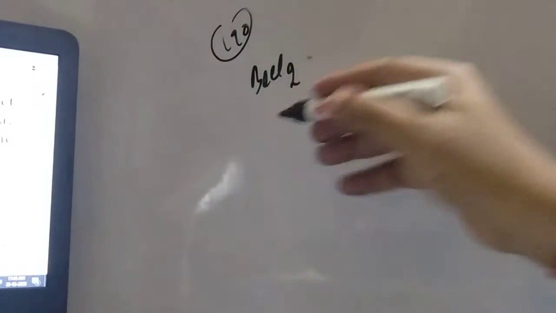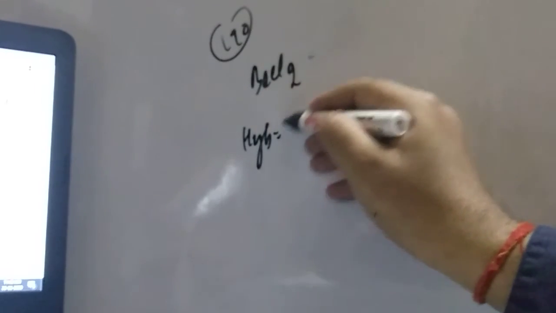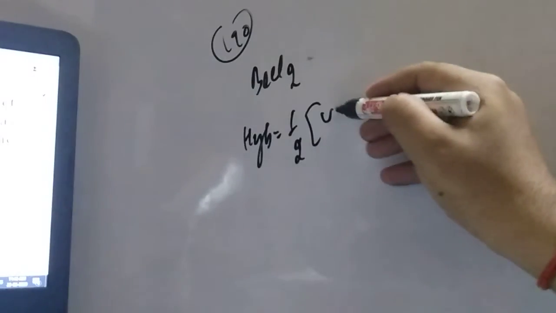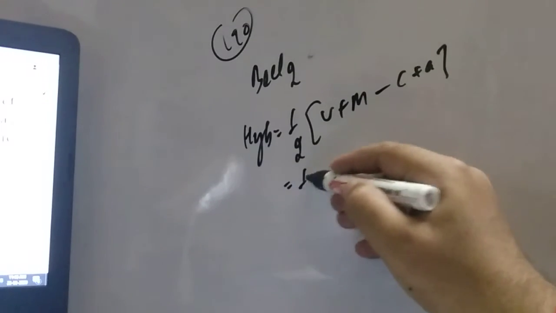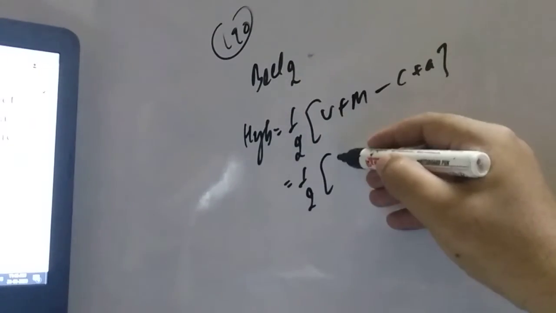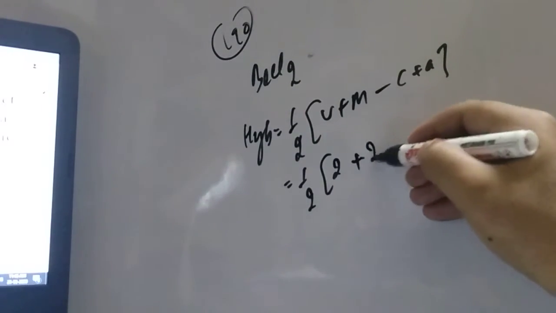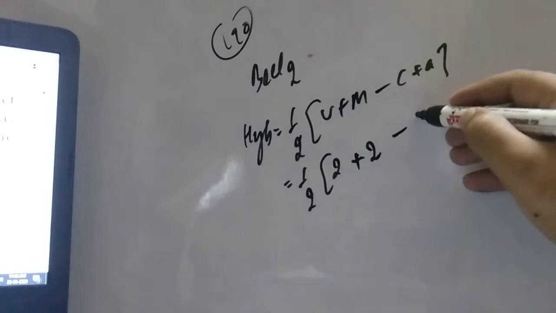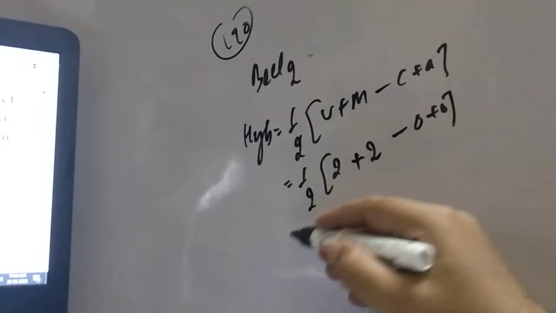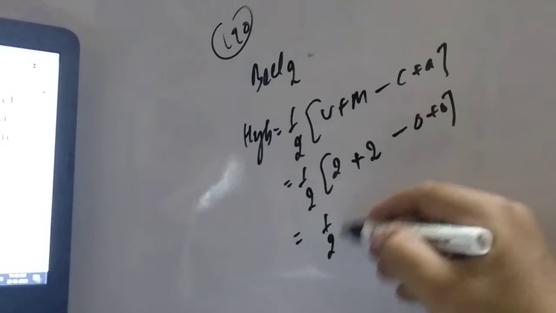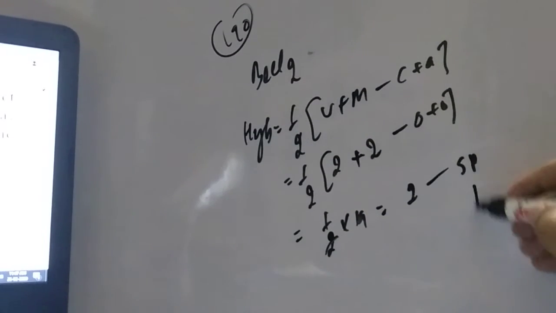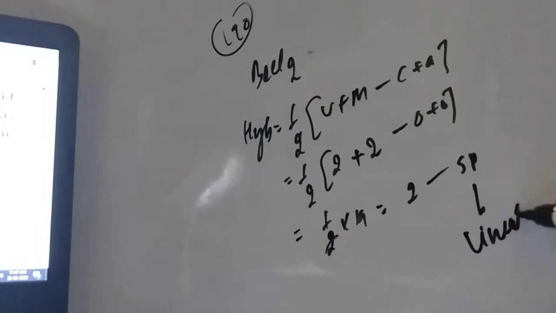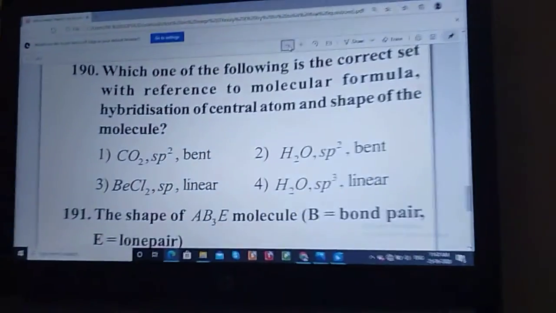BeCl2. So what is the hybridization, if you want to calculate, student? This is 1 by 2, V plus M minus C plus A. So 1 by 2, and the number of valence electrons of beryllium is 2. The number of monovalent atoms is 2 chlorine atoms, minus 0 plus 0, since there is no cation and no anion. So that is 1 by 2 into 4. How much is coming, student? 2. 2 means what, student? sp, and sp is linear. So that is a tricky question, you can easily do it. The correct option will be option number 3.